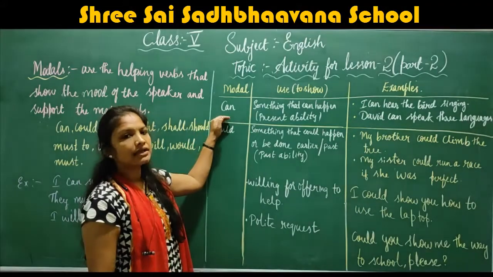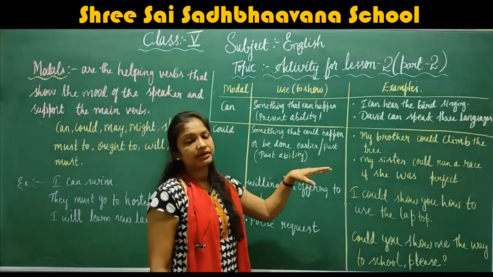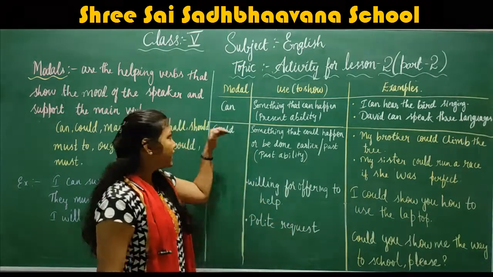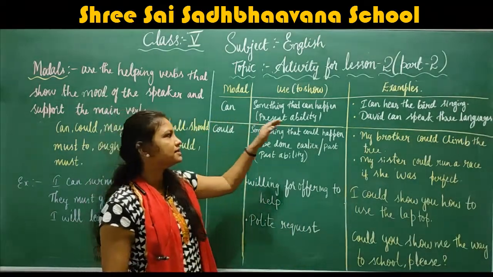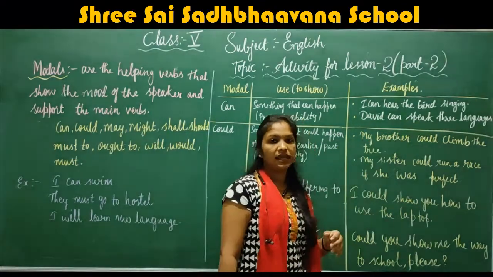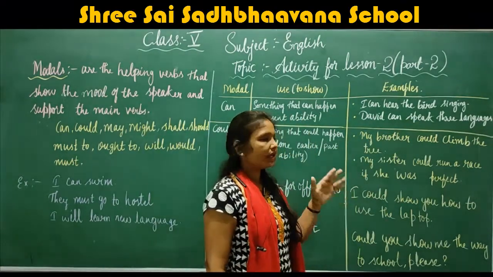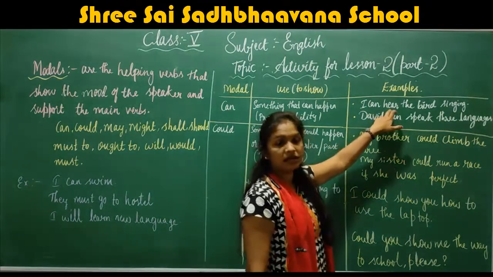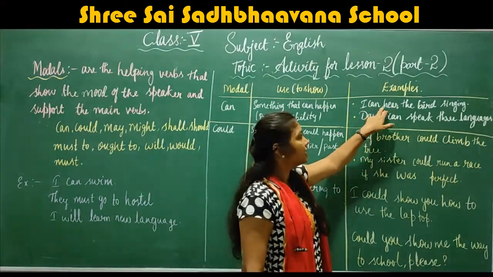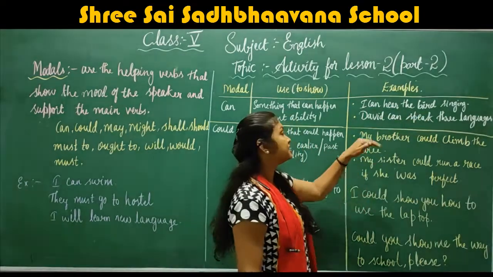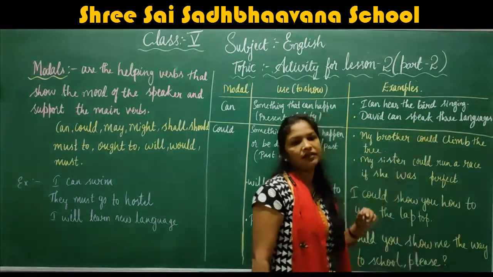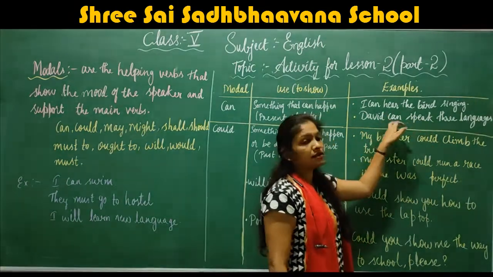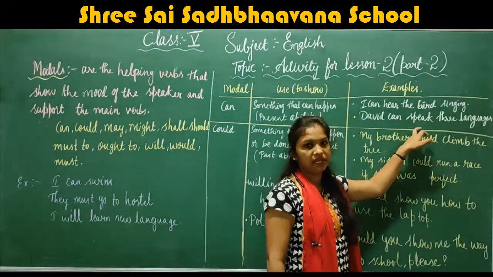Can. What is can? Can is the present ability. When we are talking about an action in present time, there we can use can. For example, I can hear the bird singing. Here can is supporting the main verb. Next, David can speak 3 languages. Here speak is the main verb, so can is supporting the main verb speak.